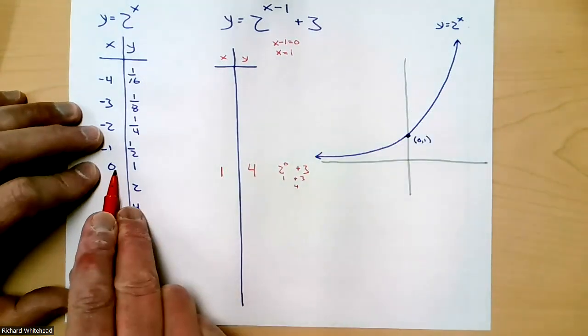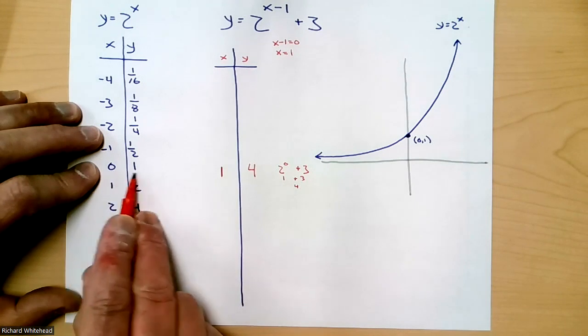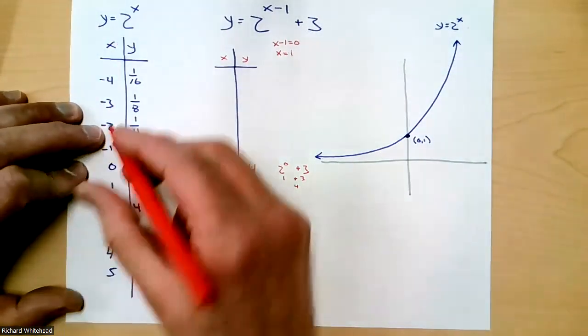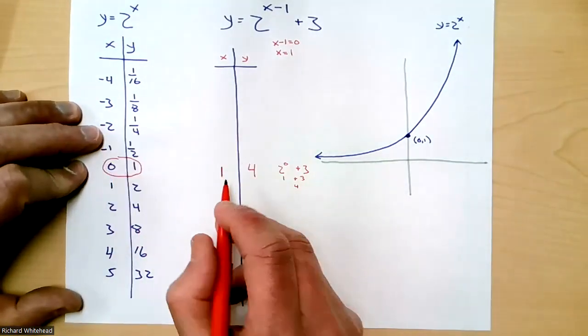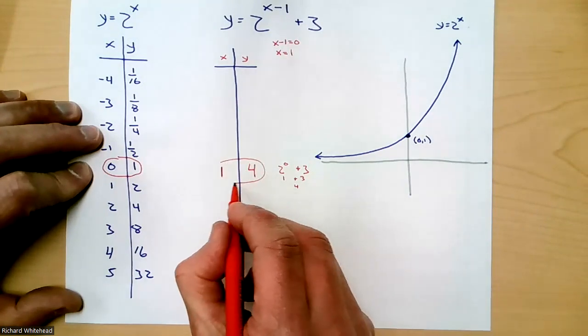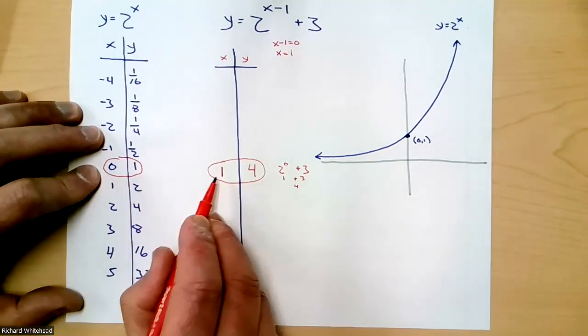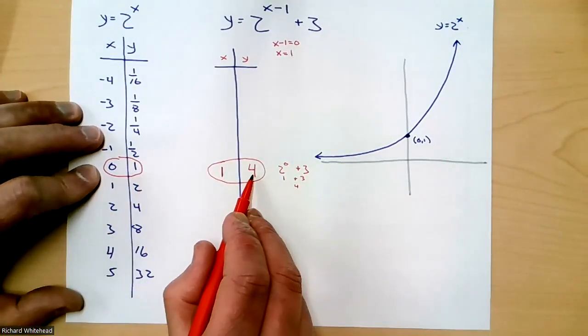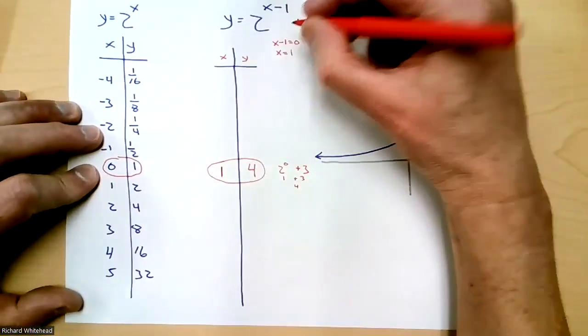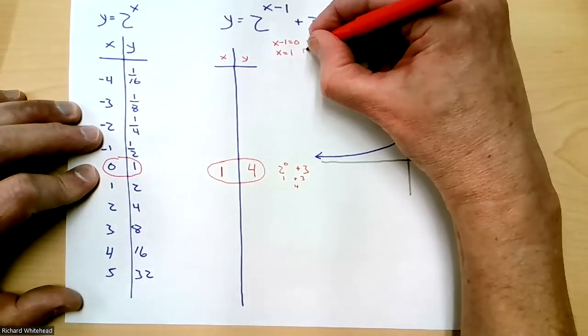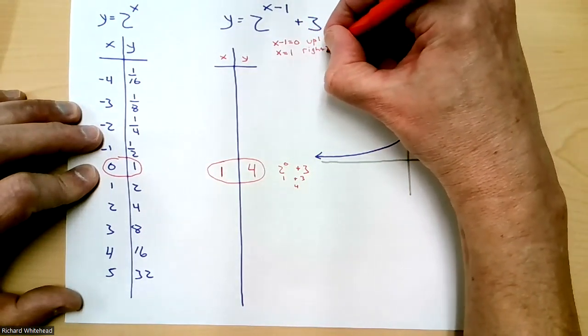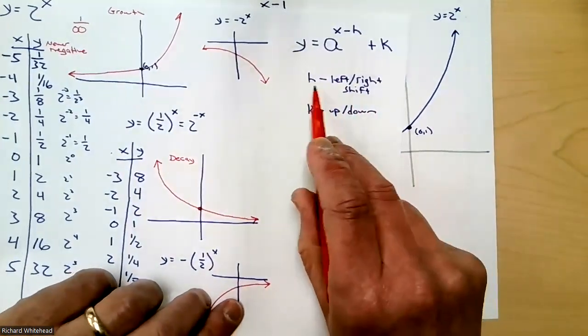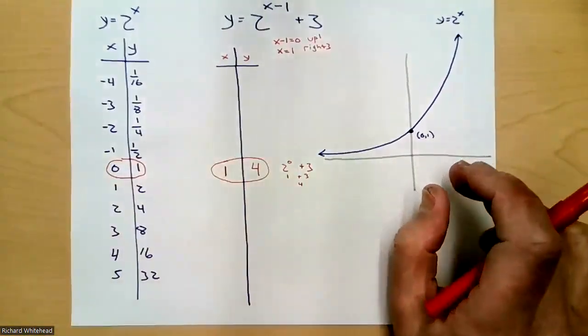So check this out. What did this guy do right here? This point here in the center, this guy is the center. See, there's our center point. And now here's our new center point. Well, look at this. 0 to 1, that's 1 to the right. And then 1 to 4, that's up 3. So this went right 1, up 3, which kind of matches what I said just a minute ago. The H is our left-right, the K is the up-down.